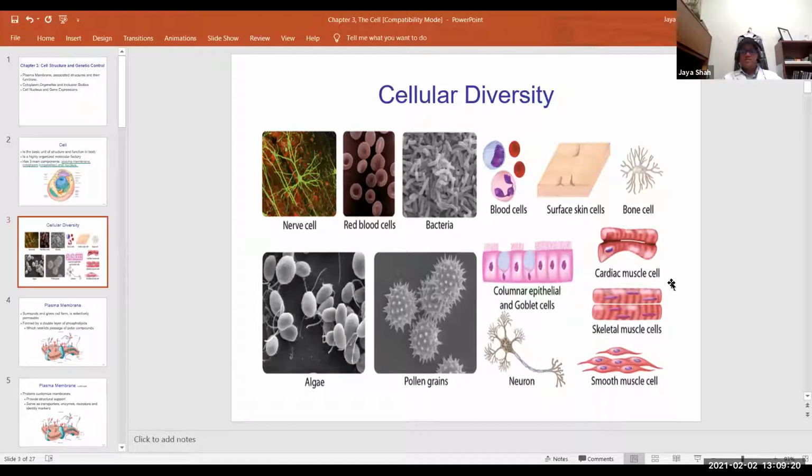There are different sizes of the cells. Like this red blood cell is like 7 micrometer. If you get into the brain, there is a cell called a granular cell in the brain, that is around 4 micrometer. Your sperm is around 5 micrometer. Then there are pseudo unipolar cells.